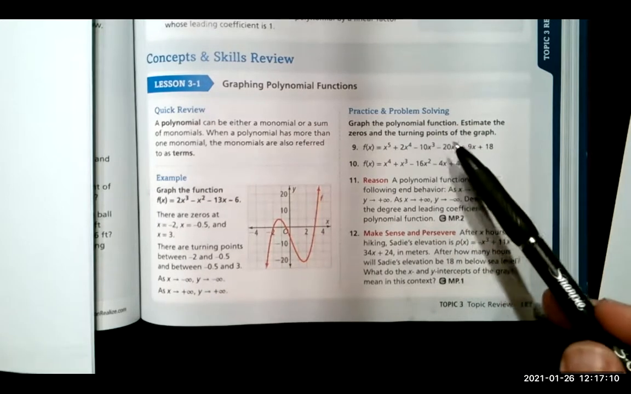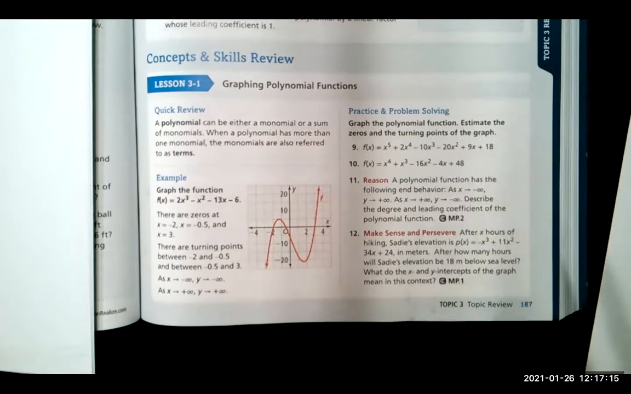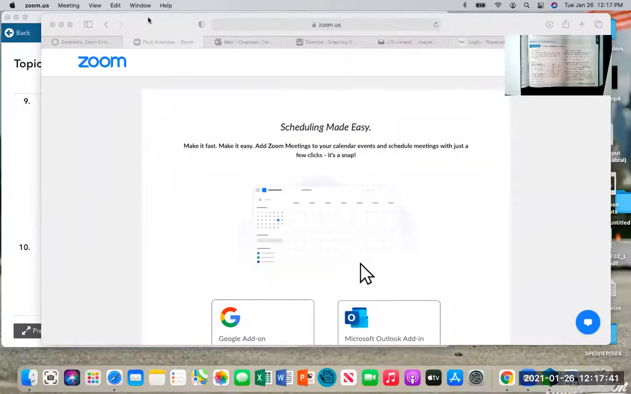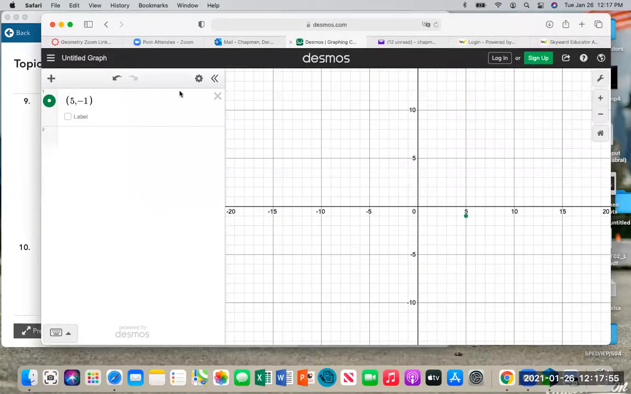Practice and problem solving: graph the polynomial function, estimate the zeros and the turning points of each graph. So I think we will go ahead and practice that with Desmos. So I'm going to go over to Desmos and type that function in. There's my Desmos. This is something from before. So let's go ahead and type that function in.